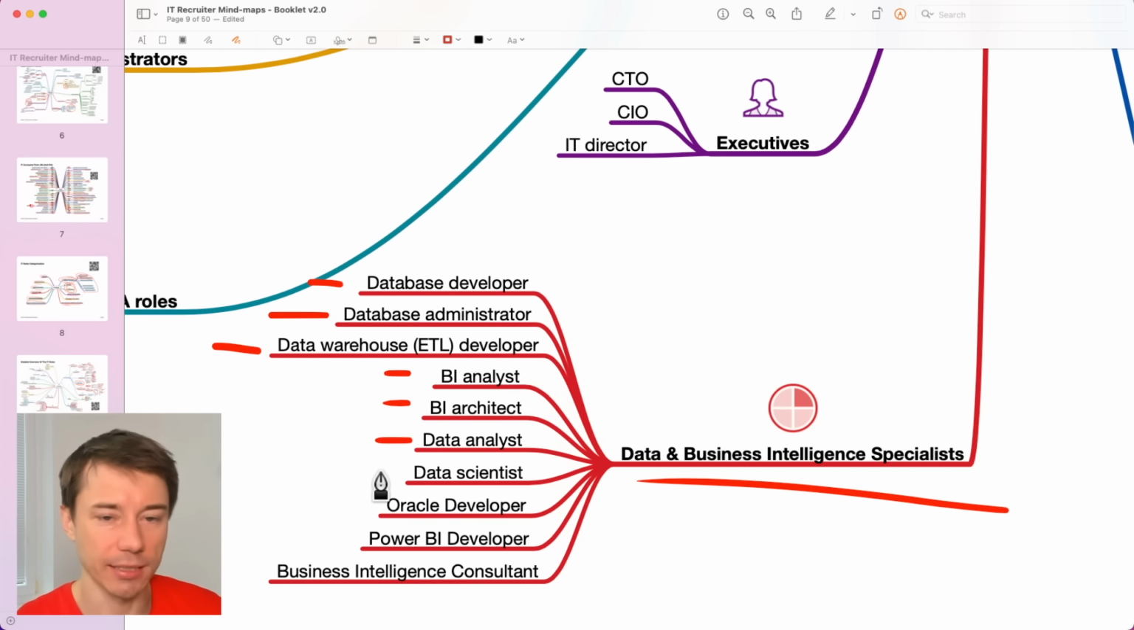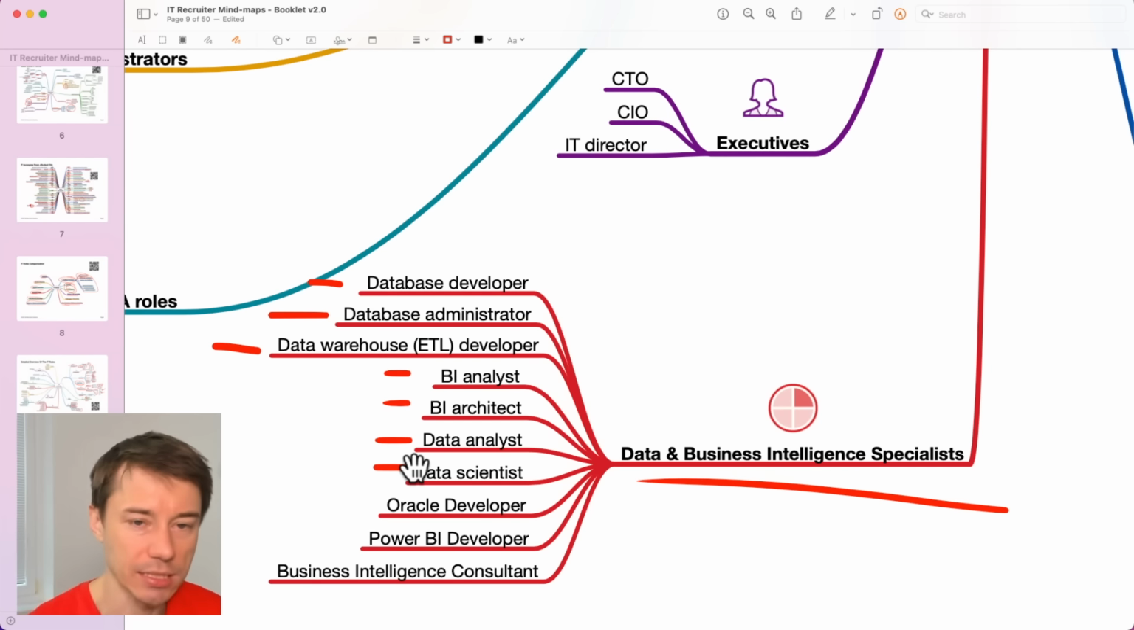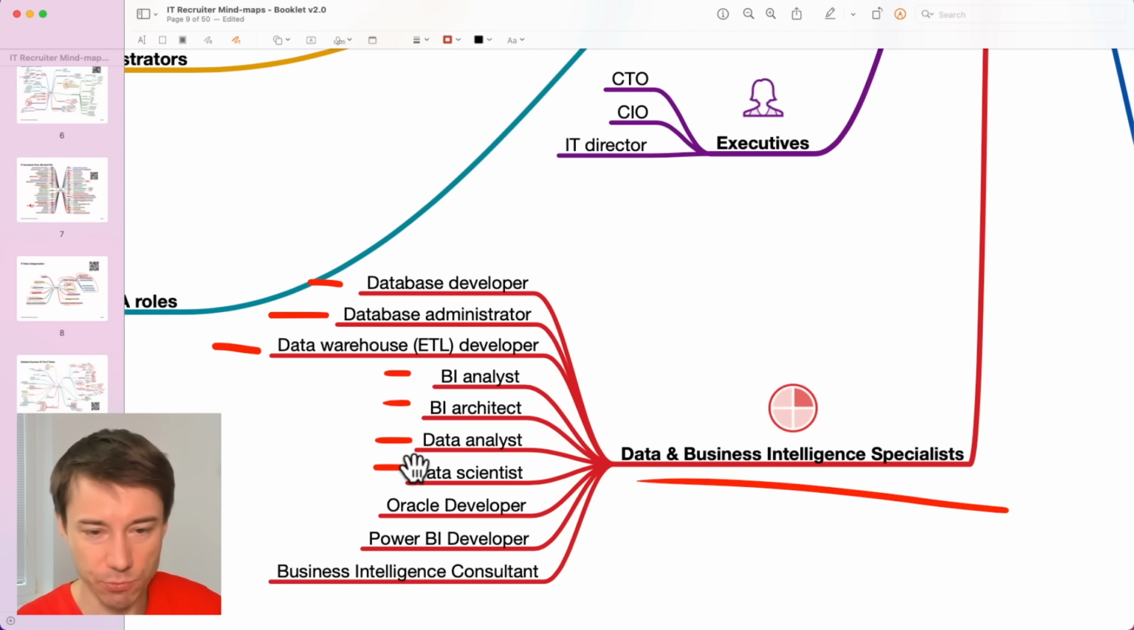A data analyst can interpret data stored in a database. A data scientist is a more advanced IT professional. It's probably not even IT now when I'm thinking about it. Well, it is, but they don't develop anything. They analyze data.